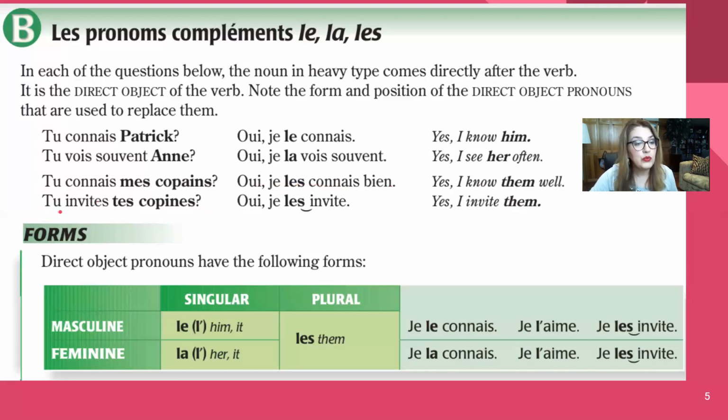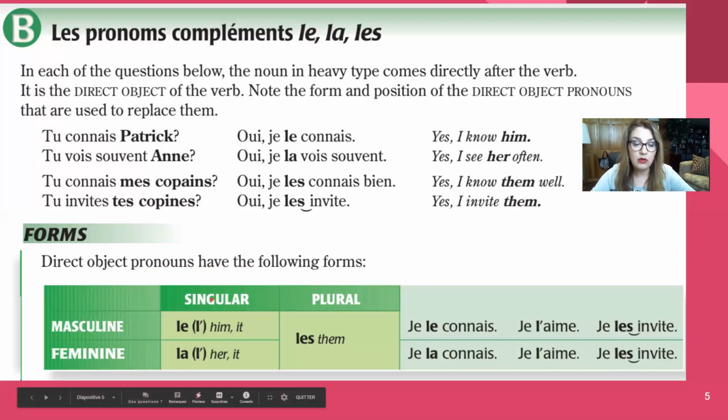Same thing here. Tu invites tes copains? Oui, je les invite. Tes copains is replaced with les, which is the object pronoun, and it's placed before the verb instead of after the verb. Okay? So, direct object pronouns have the following forms. For masculine singular, le or l' apostrophe, and they mean him or it. For feminine singular nouns or objects, they are la and l' apostrophe, which mean her and it. In the plural form, for both masculine and feminine, the direct object pronoun is les.